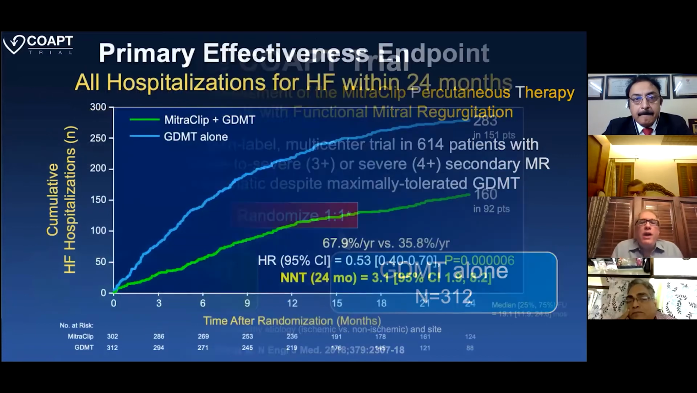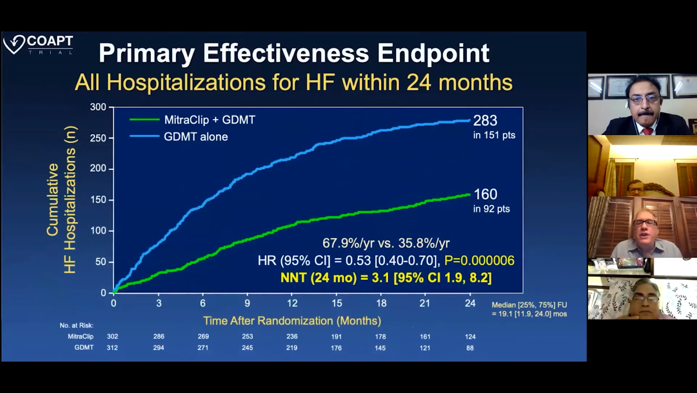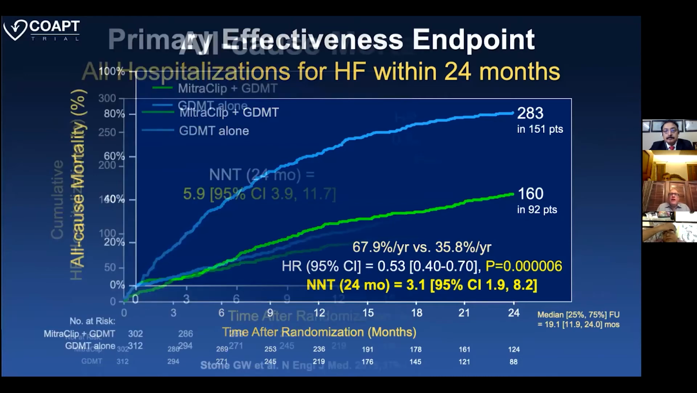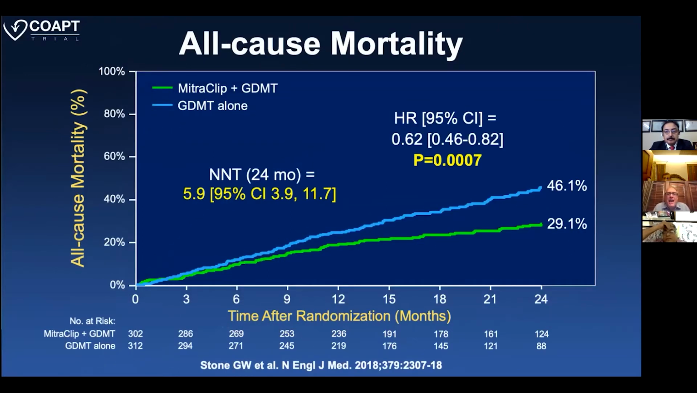And as you know, our primary endpoint was all hospitalizations for heart failure within 24 months. And by reducing the excess volume overload of severe mitral regurgitation in these patients, we were able to markedly reduce the need for heart failure hospitalization. About a 50% reduction. The number needed to treat to prevent one heart failure hospitalization was only 3 patients. So markedly, highly statistically significant. And in addition, all-cause mortality was reduced.